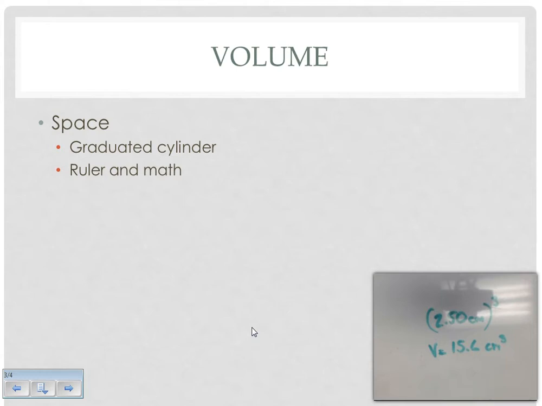Now, if you had an irregular shape like a rock, or if you had a liquid, you could measure the volume using a graduated cylinder. But with these cubes and with the lab, you're going to have regular shapes that you can measure just using a ruler and then doing calculation to figure out what the volume is.